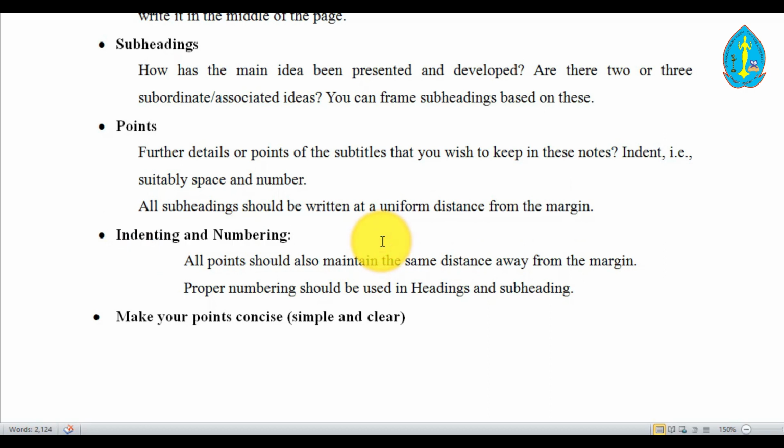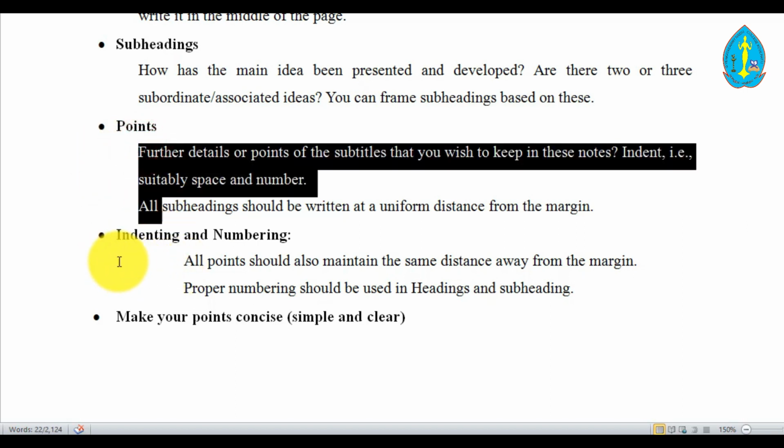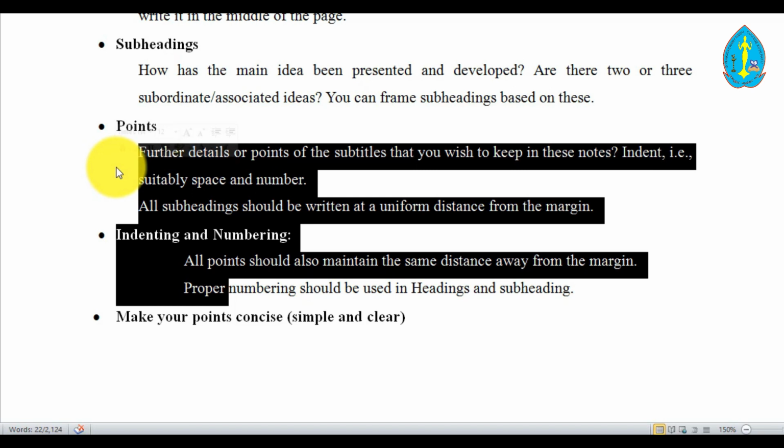So when you write heading, subheading, points, and sub points, everything should be indented and numbered properly, because if you use improper numbering, definitely it will confuse everyone. So it is like a sketch; write down everything neatly. All points should also maintain the same distance, that is indenting. I have indented wrongly here, and again it has gone inside here. This is improper indenting. An example for improper indenting is this passage.